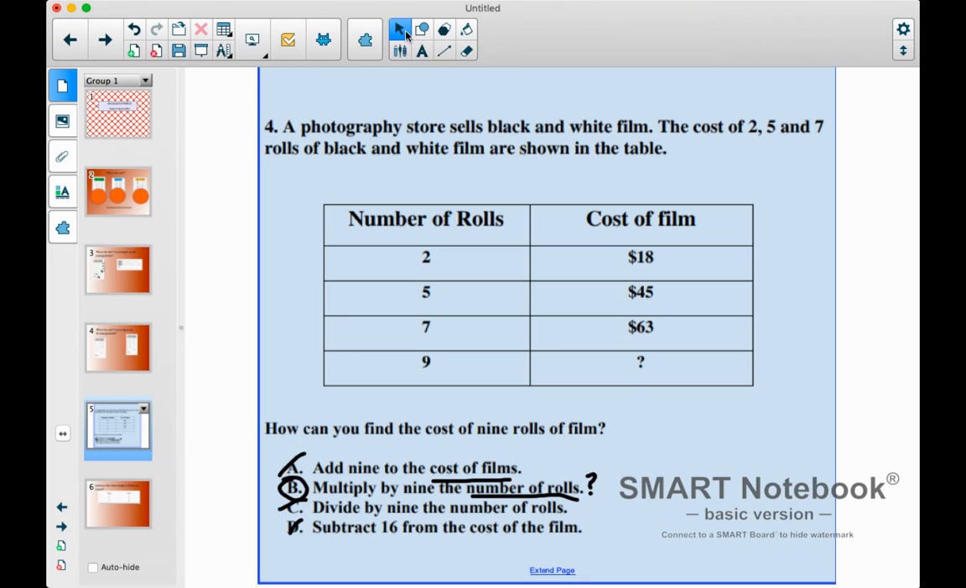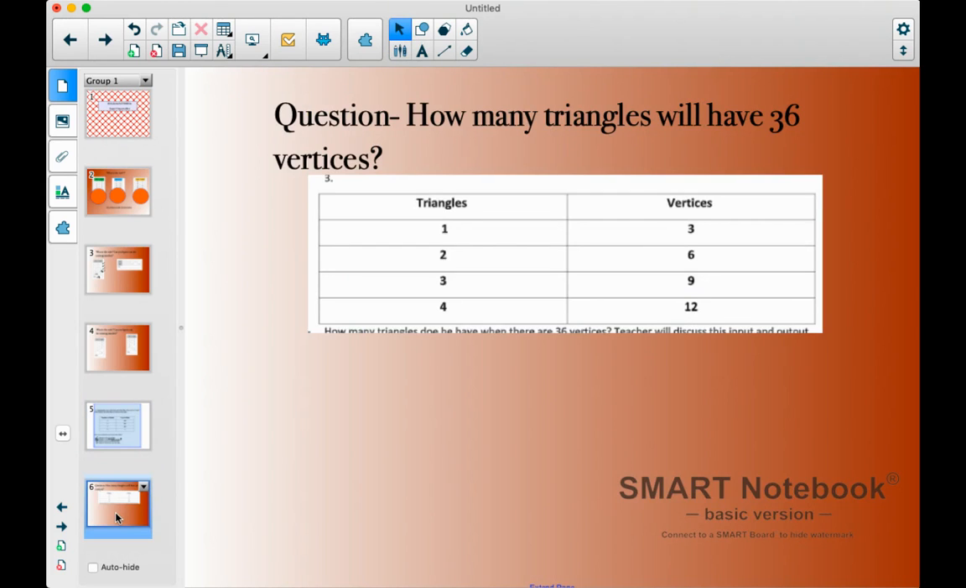So the kind of challenge problem that I'm giving during the lesson today is this question. How many triangles will have 36 vertices? So you can type this as a comment below. First thing you want to do is figure out what your rule is to get from 1 to 3, to get from 2 to 6, 3 to 9, 4 to 12. And then you're going to have to figure out, okay, how many triangles would it be to give me 36?